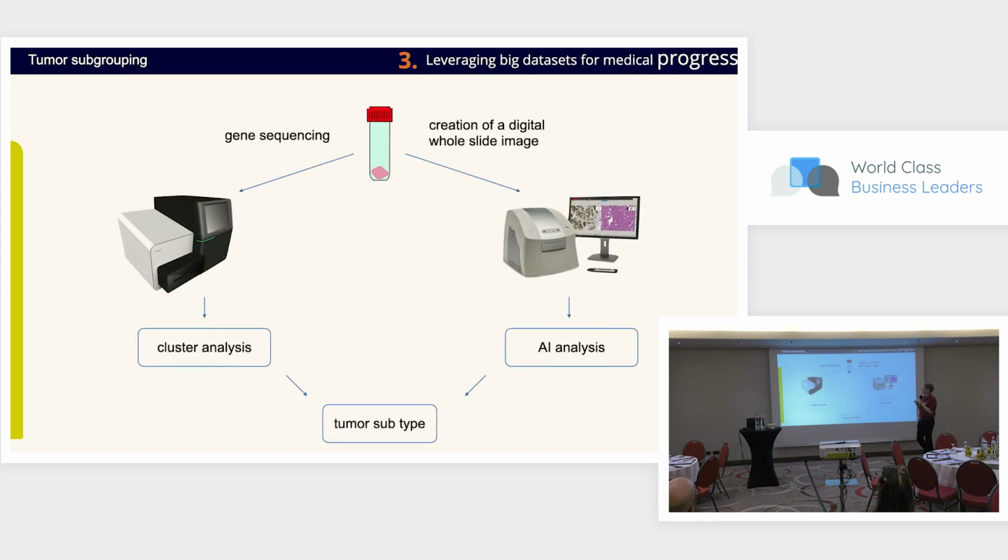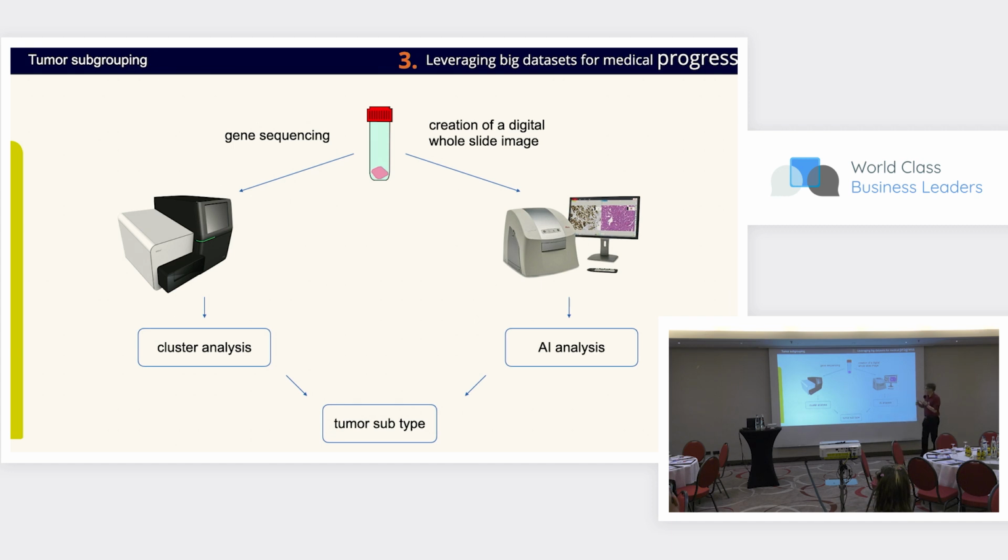how do we actually get to those subtypes? Well, they would typically be linked to some kind of different behavior of the tumor, some kind of clinical behavior. But mostly we actually get those subtypes by some kind of cluster analysis in the genomics. So we take some samples, do some gene sequencing, do some cluster analysis, and then find some groups there.